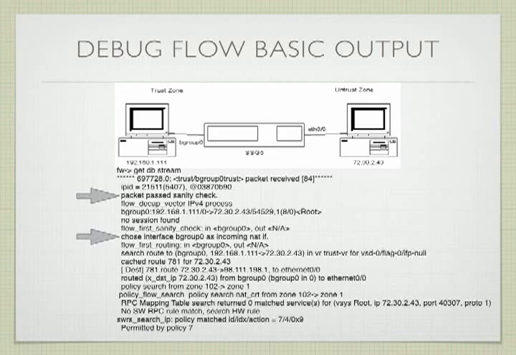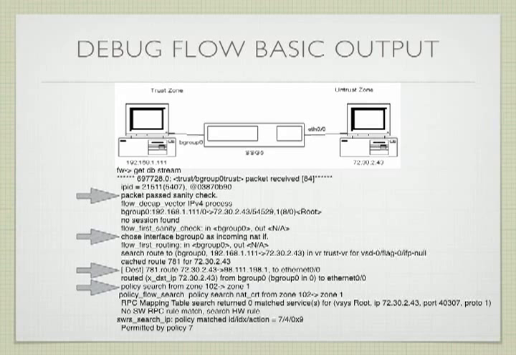And then here it's choosing bgroup0 as the incoming NAT interface, and this is the first flow in that session. So it's looking for the route lookup, first flow in the route, and it's finding a route on the trust-vr. Cached route 781 for 72.30.2.43. It's not the first traffic that's gone to this. So therefore this destination route is valid, and it has a route out ethernet0/0 for this. So the route check has worked.